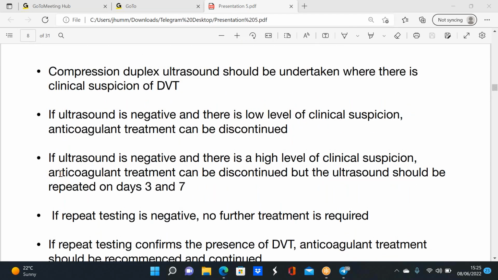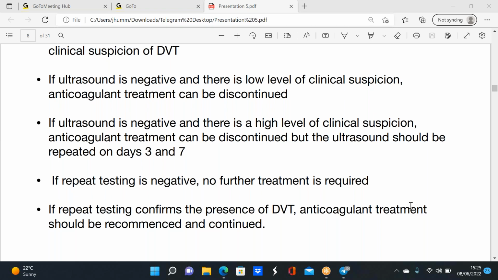What needs to be done then? So the first investigation of choice for DVT, if you're suspecting DVT, is compression duplex ultrasound. Okay, so this you should do, and if the ultrasound is negative and there is a low level of clinical suspicion... Anticoagulant means whenever a patient with DVT is coming, you should start the anticoagulant immediately.